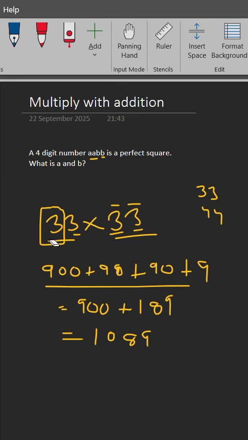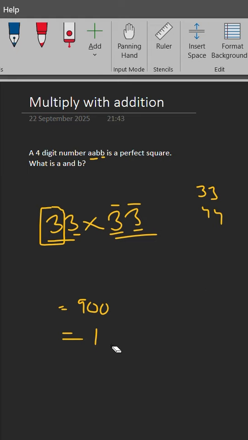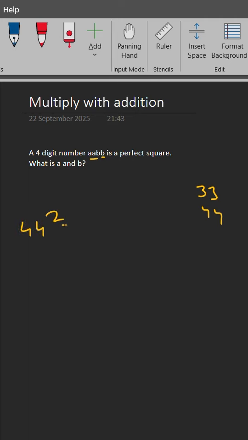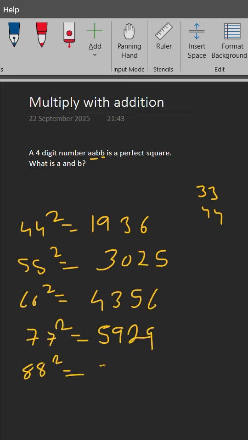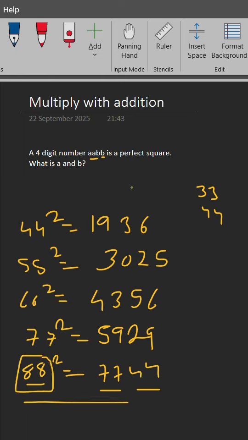So since we know this, now let's quickly check other numbers and see what the answer is. Now as you can see, 88 squared is 7744 and this is in the form AABB. So here we got our answer. So even though the question seemed very tricky at first, if you try to find some logic or some constraint that would narrow down the options, you can easily solve questions like this.